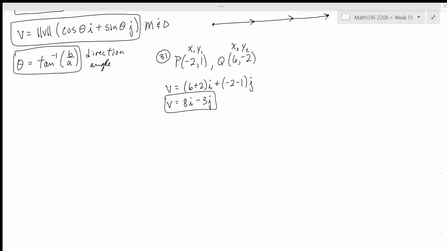The i means that that is the x component of the vector, and the j indicates the y component of the vector. Yeah, okay, let me see if I can make that a little more clear. Let's plot these 2 points that were given.